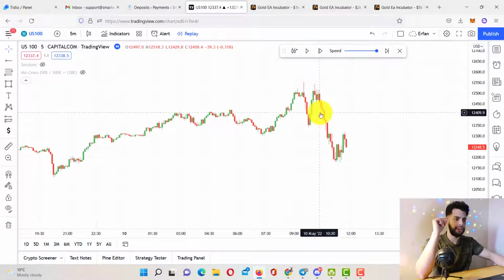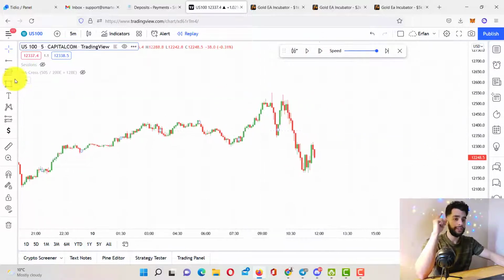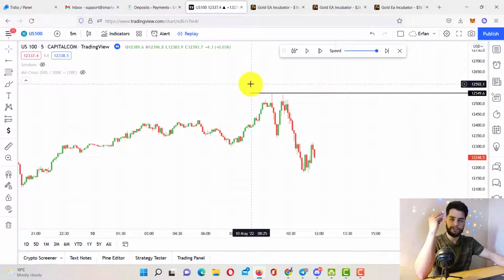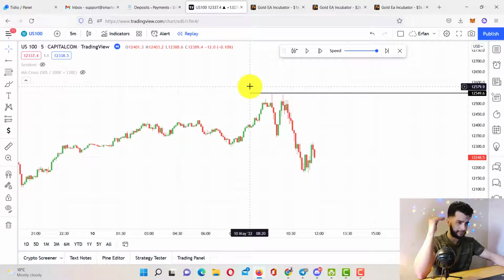So for NAS100, as you can see on a 5-minute time frame, we have this strong head and shoulder right here. So it means that there's a bunch of liquidity above this resistance level, and I explained it a lot of times, guys, on every single video, what liquidity grab is, what high probability supply and demand zones are.